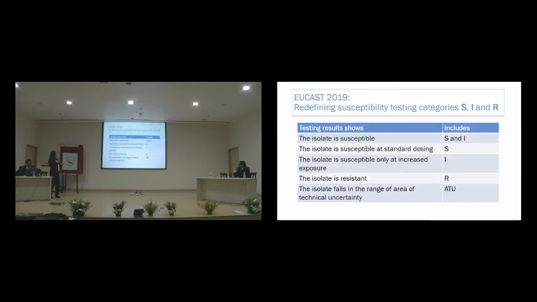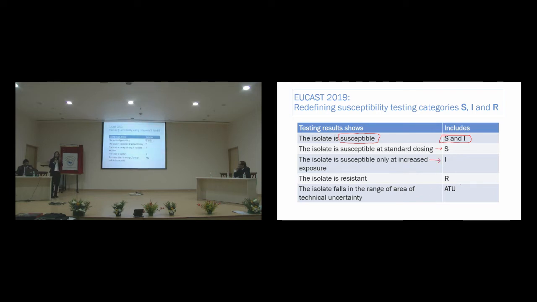So these are the terminologies used in EUCAST guideline. Isolate is susceptible. You tell it as S or I. Under that, there are two things. One is susceptible at standard dosing or susceptible at increased dosing. If it is susceptible at standard dosing, then you term it as S. Susceptible at increased dosage, then you term it as I. If the isolate is resistant, then it is R.